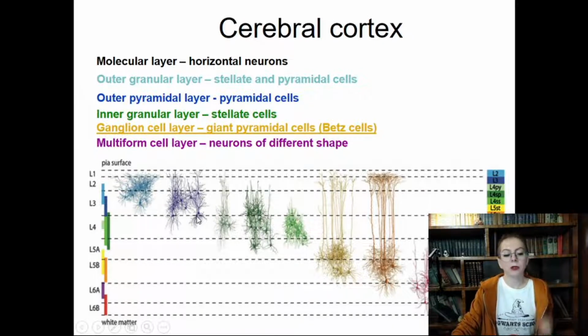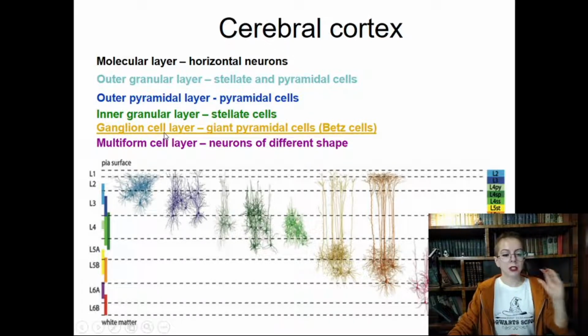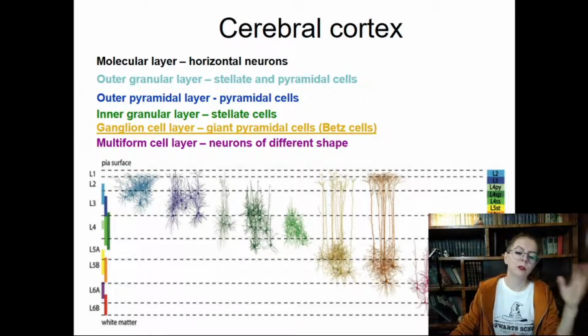Here we can see, but they are small, and on this magnification we can't see exactly that their bodies are represented by triangular structures. Then inner granular layer, easy to remember because as we have outer granular, so respectively we have inner granular. Yeah, inner granular layer also concentrates stellate cells inside, but as I have already said, the shape is secondary compared with the function. Then ganglion cell layer, that's exactly what you have to remember, because this is the most functionally important layer with giant pyramidal cells. They are also called Betz cells.